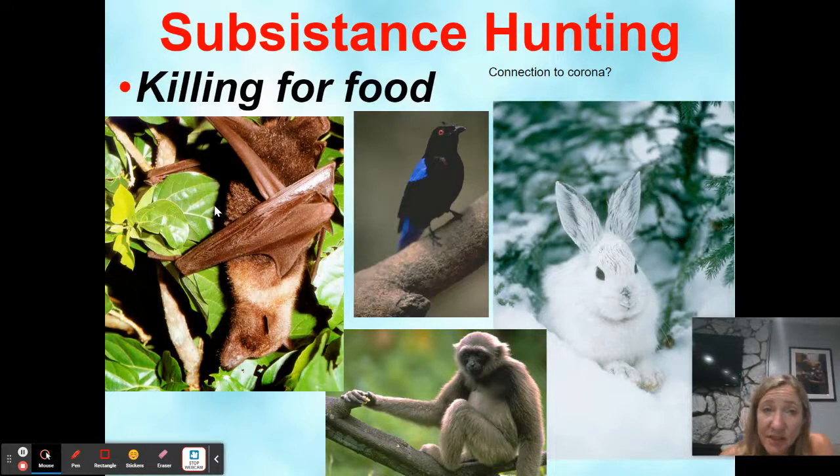Subsistence hunting is specifically hunting for food. So in some places, their only choice might be to hunt for wild animals. I wrote connection to the coronavirus because there was some thoughts that the reason that bats were connected to the coronavirus is that someone was hunting bat for food. I don't know what they ever decided.